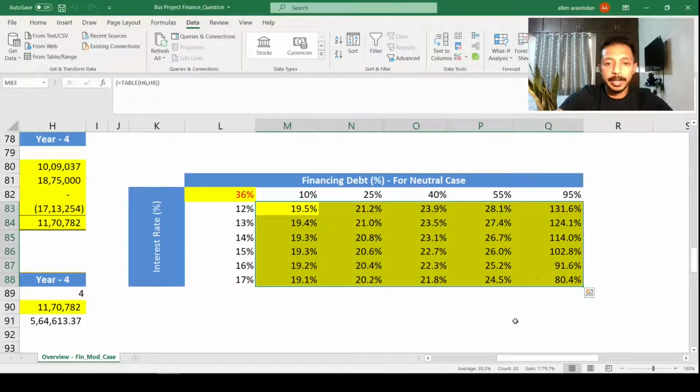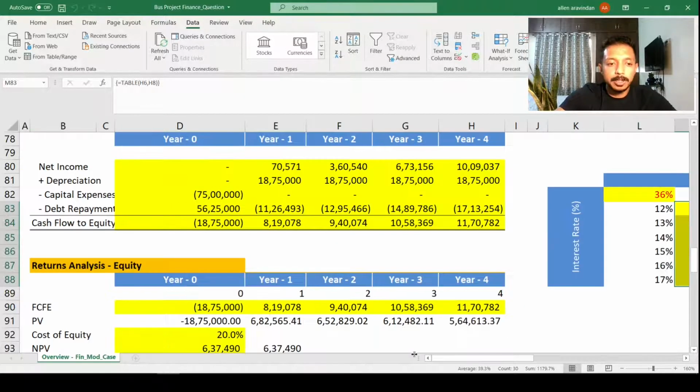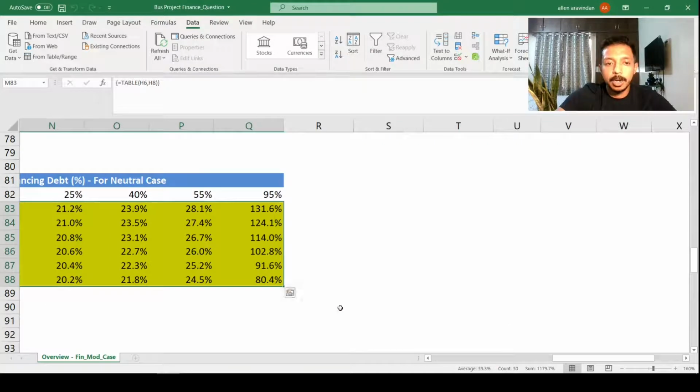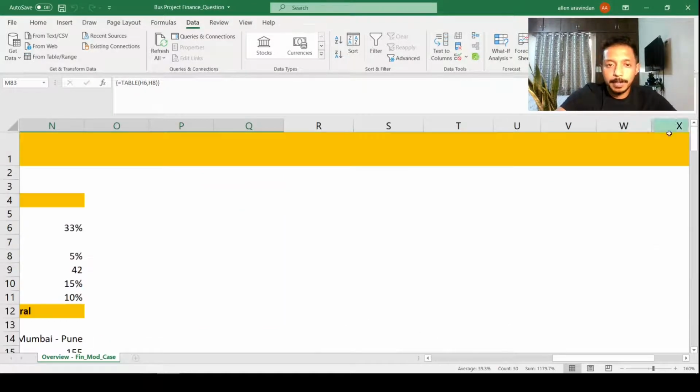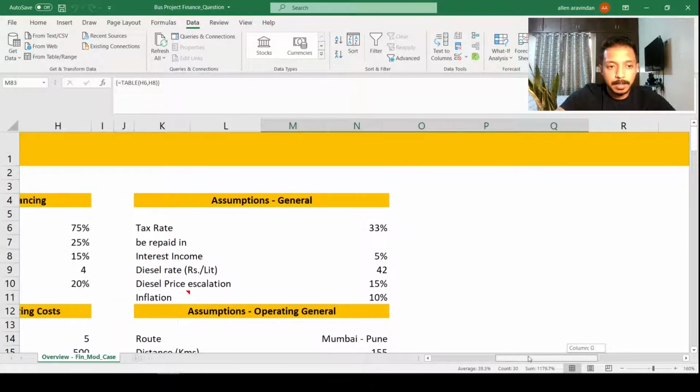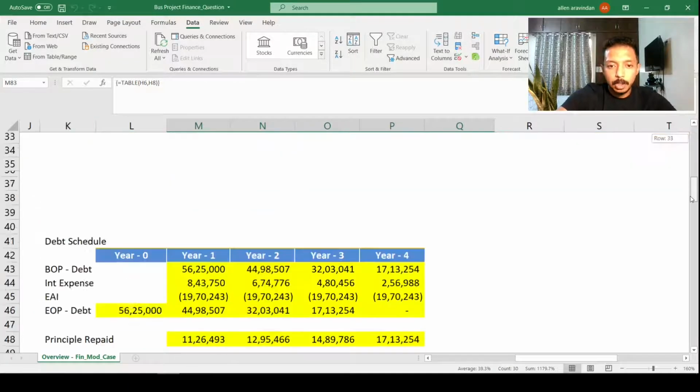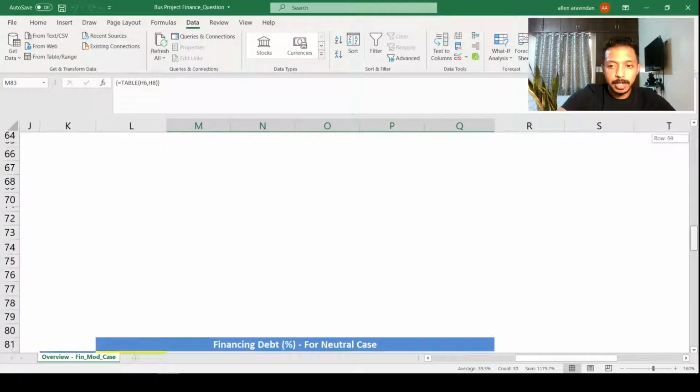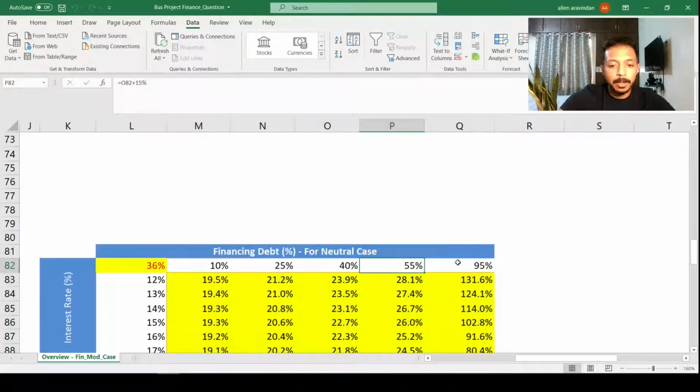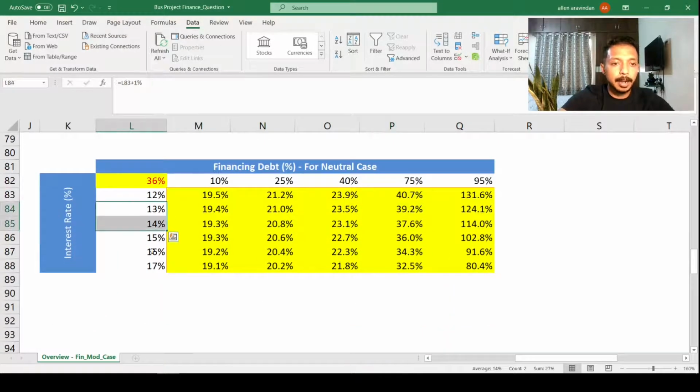Now the way to check it is to see your original assumptions, right? So your original assumption was 70% debt. Is it 70%, I suppose 70 or 75%? Yeah, 75%, right? So if you want to check whether your data table is made correctly, what you can do is just change your debt value, right? And your interest is about 15, right?